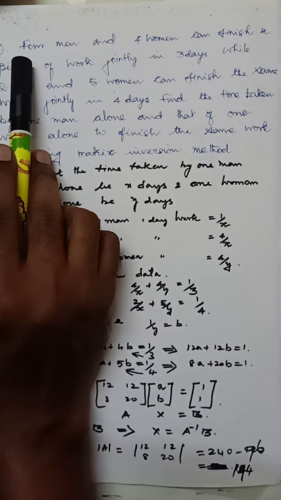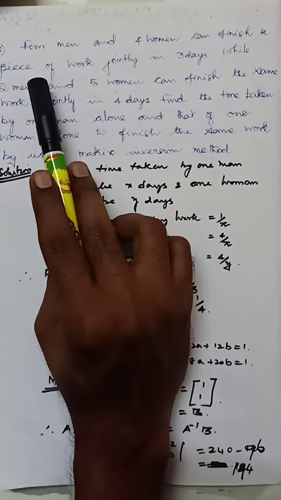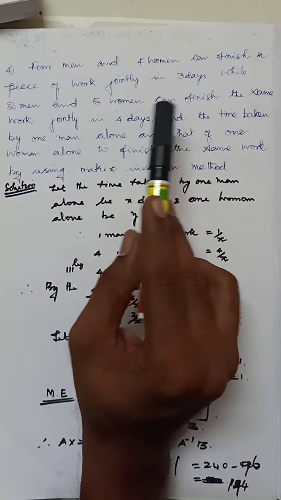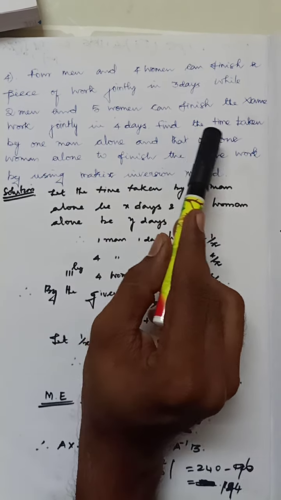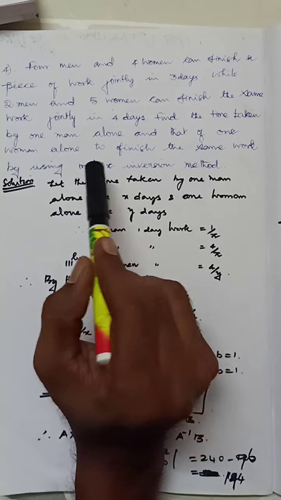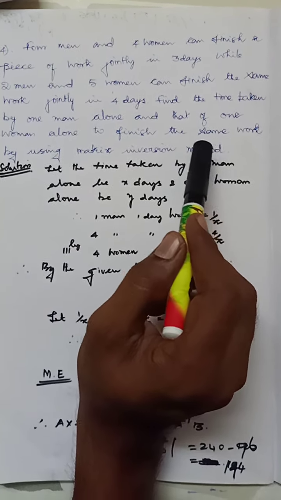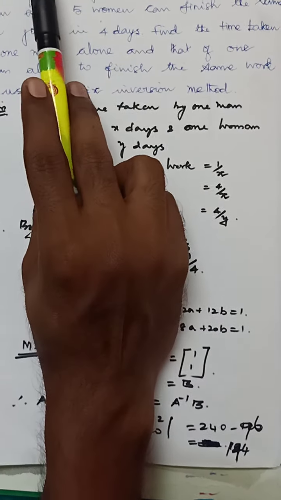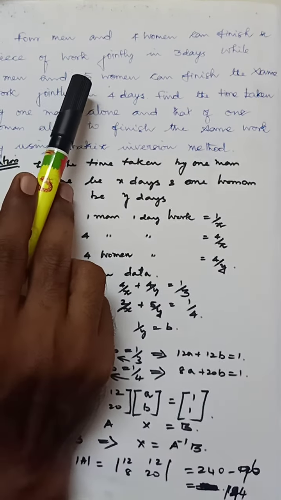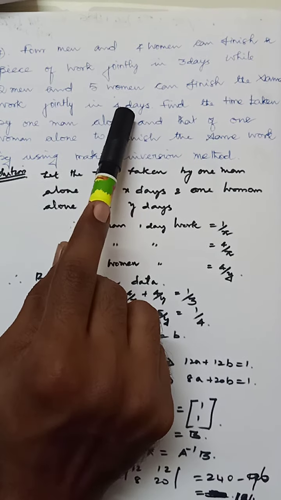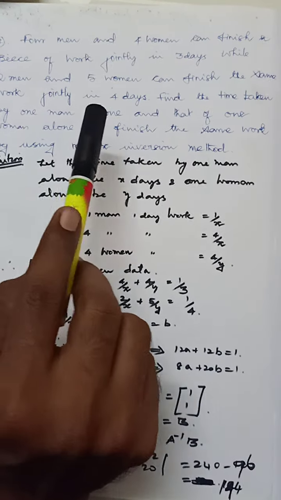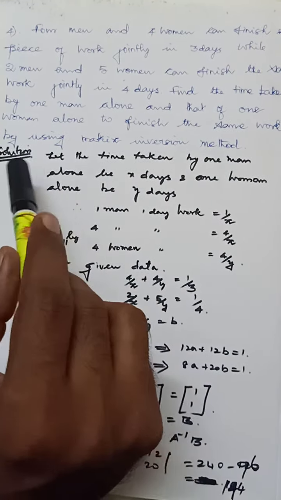Question number 4. 4 men and 4 women can finish a piece of work jointly in 3 days, while 2 men and 5 women can finish the same work jointly in 4 days. Find the time taken by one man alone and that of one woman alone to finish the same work using the matrix inversion method. So what is your given information? 4 men and 4 women can complete one work in 3 days, and 2 men and 5 women can complete the same work in 4 days. You have to find how long one man alone takes to complete the same work, and one woman alone also. Now how to start?